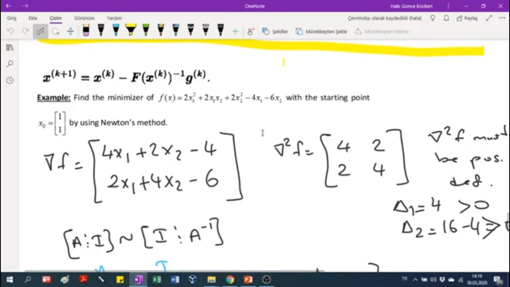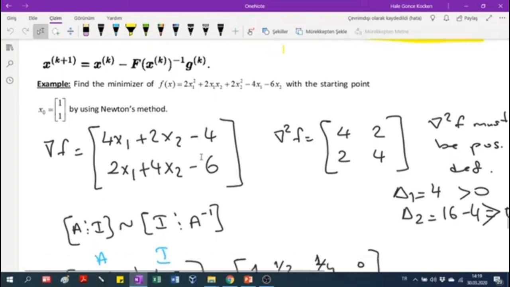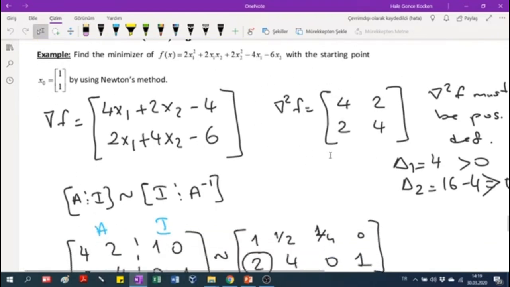Newton's method requires us to calculate the inverse of the Hessian. So we obtain the gradient of the function. As you see, we obtain the gradient and we obtain the Hessian. And we need to check that our Hessian must be positive definite. We checked it. It is always positive definite. So we can go on.